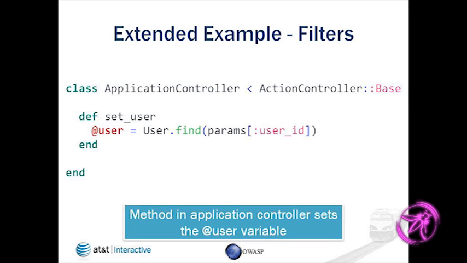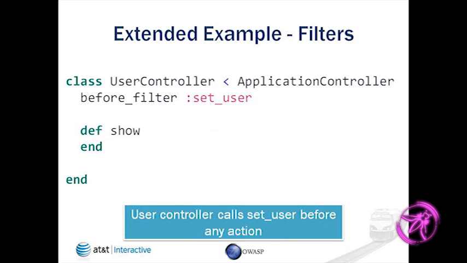So here's a little bit more of an example. We're at the application controller level, so that's the highest controller in the inheritance hierarchy. We have a method, and we're just going to set the user variable to some user that we get out of the database. So then in our user controller, this is kind of a contrived example, but we're going to have this filter where we call that on any action that we do. So we have an action show, and that will call the setUser method before it actually does the show action.